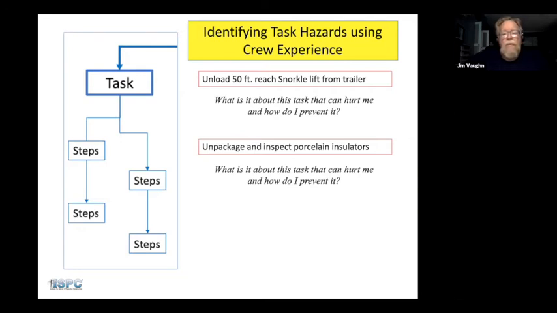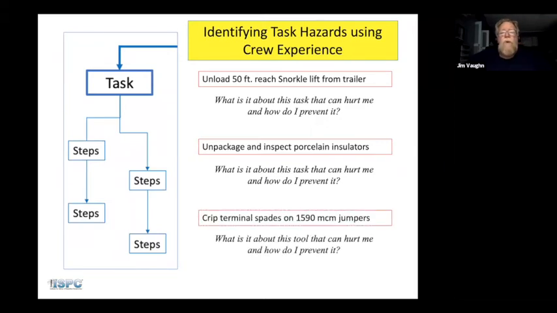Unpacking and inspecting porcelain insulators. You don't know how many times I've had newbies or helpers getting cut by broken porcelain, especially on a change-out job, and they're walking around picking up porcelain, having no idea that that razor-sharp porcelain can cut them. But this is what we're doing.